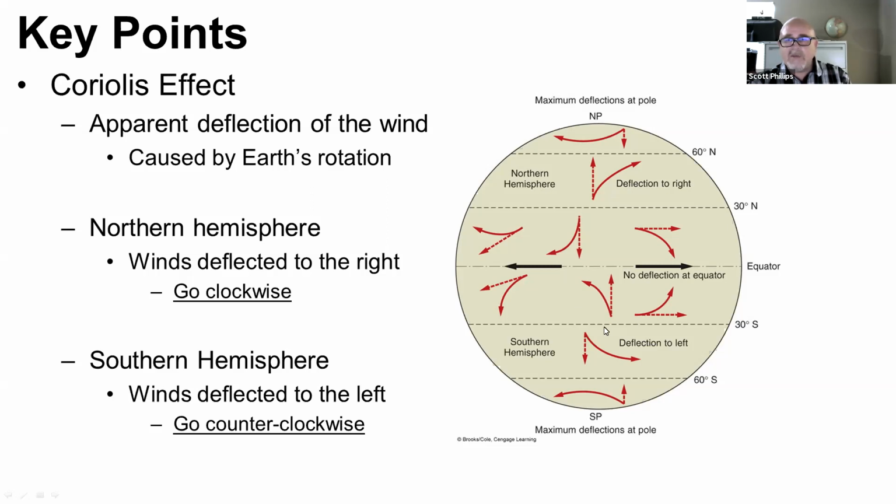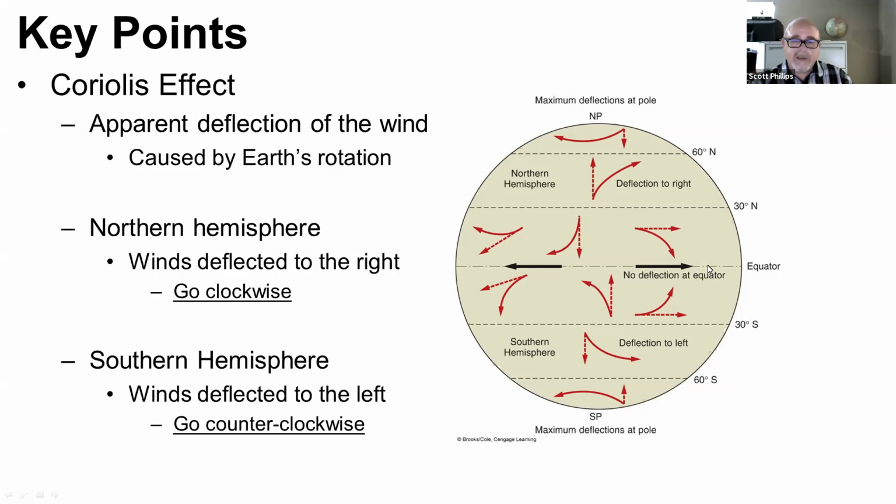In the southern hemisphere, the pattern is the opposite. Winds are deflected to the left. This creates a counterclockwise pattern. So know the difference: they're deflected to the right, or clockwise, in the northern hemisphere and to the left, or counterclockwise, in the southern hemisphere.